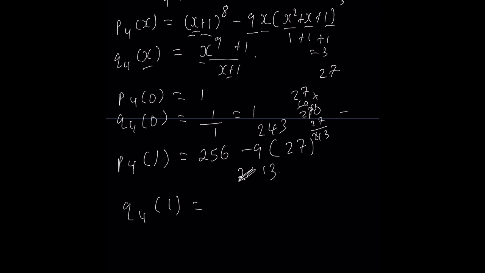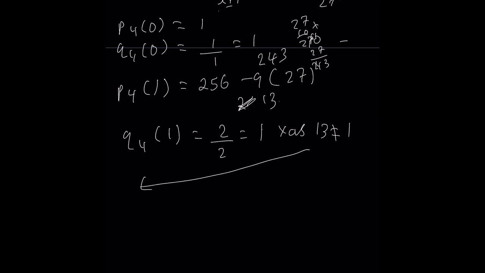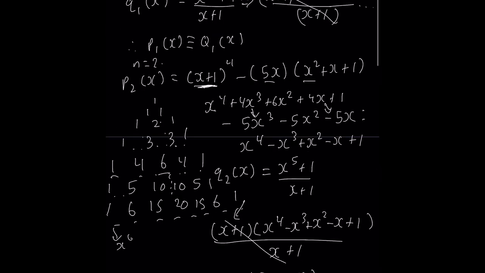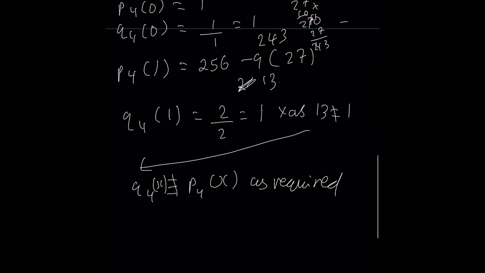So now let's sub x as 1 into Q4 of x. So 1 to the power of 9 is 1, 1 plus 1 is 2, 2 over 1 plus 1 is 2, so just 1. So as 13 does not equal 1, Q4 of x is not equivalent to P4 of x, as required. Yeah, and then we'll do part 2 in the next video.